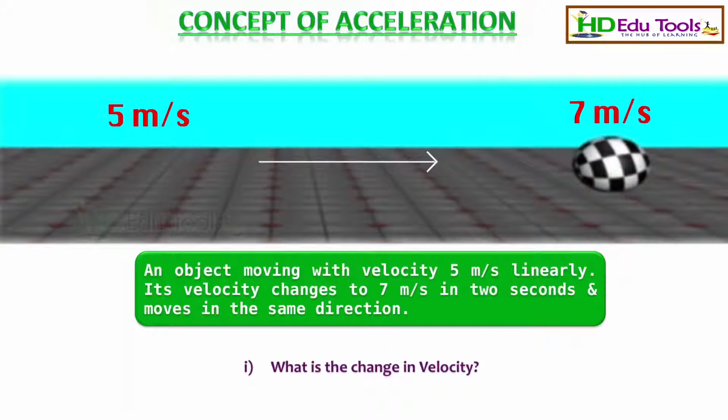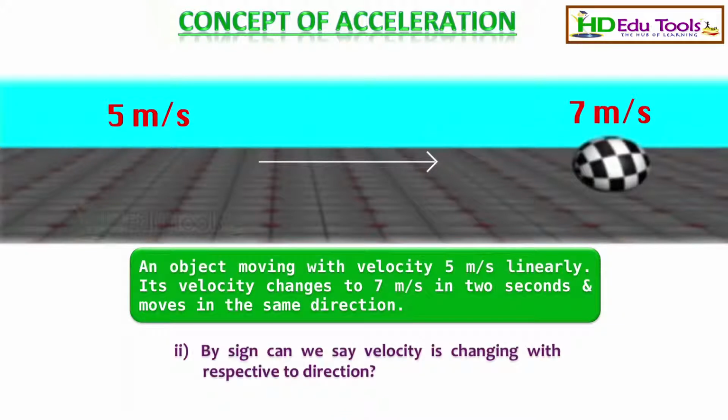Now what is the change in velocity? Yes, it is 7 minus 5, both are positive. It is equal to 2 meters per second. By sign, can we say velocity is changing with respect to direction? No, there is no change in velocity with respect to direction. Yet the velocity changes in magnitude.